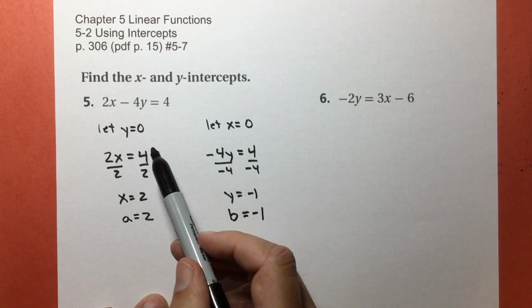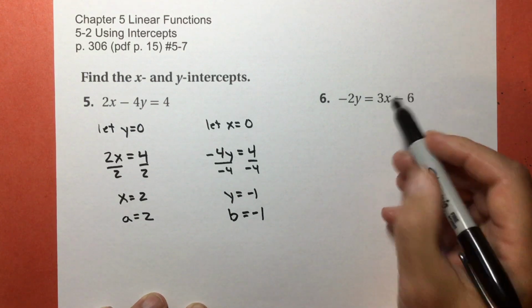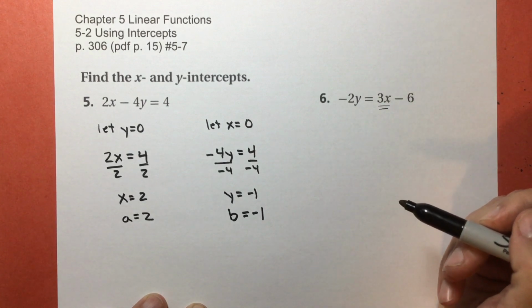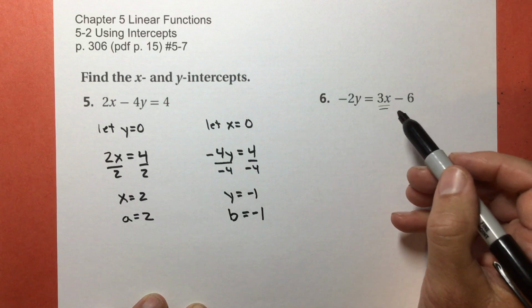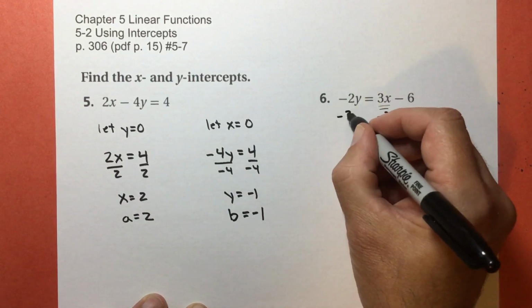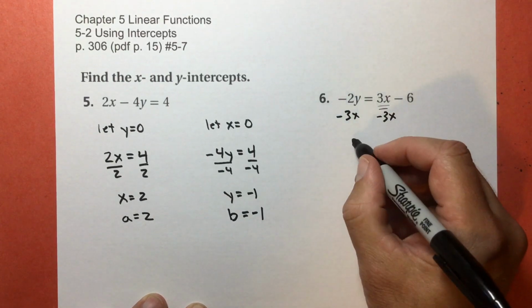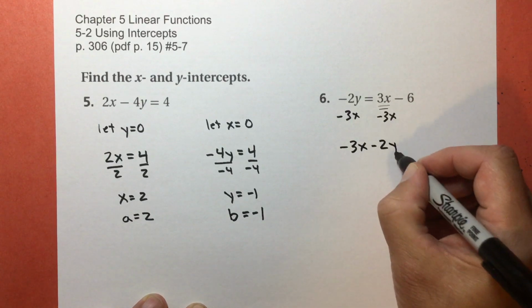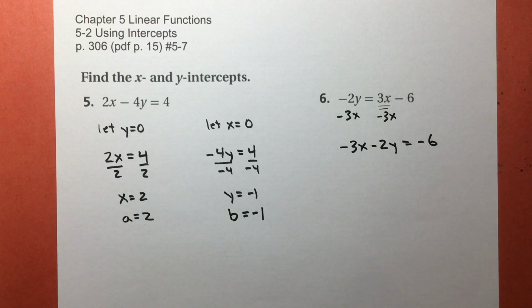For that problem, that's all you have to do. For this one, there's one tiny little thing I have to do first. This 3x needs to move over to the other side. So since that's positive 3x, I'm going to add negative 3x to both sides in order to put it in standard form. So I end up with negative 3x subtract 2y equals negative 6. It's a lot of negatives.